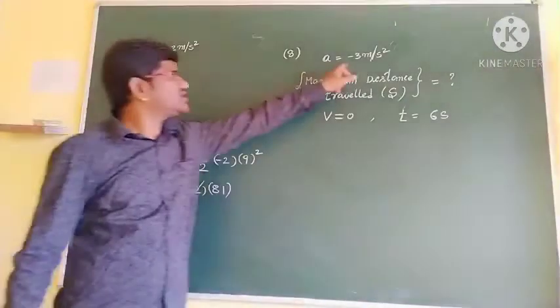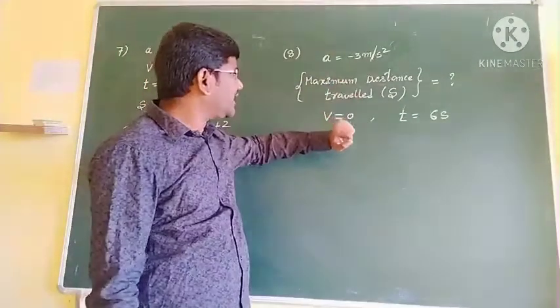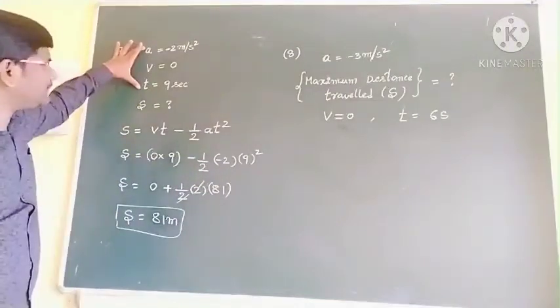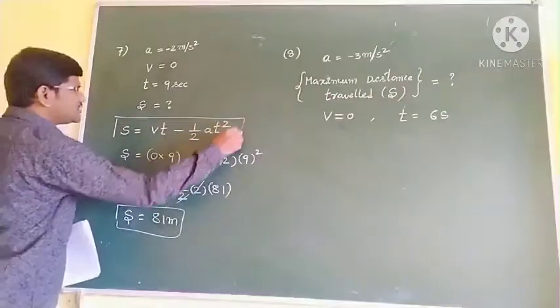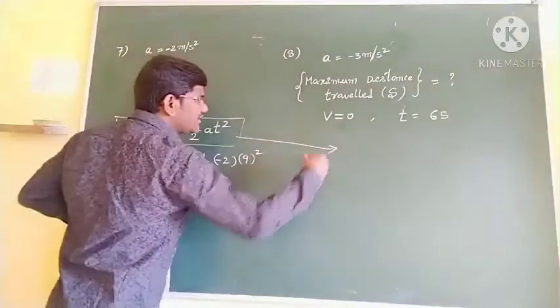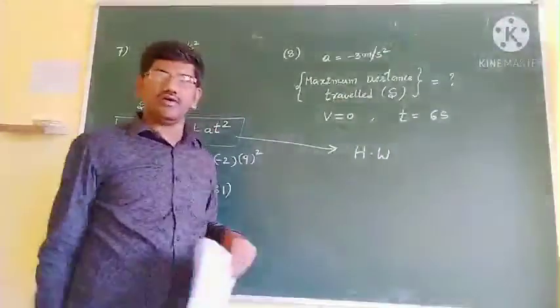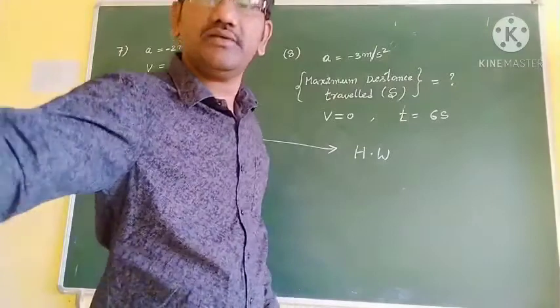Like the seventh problem only, retardation is given, that is called deceleration, and finally it comes to rest, so final velocity is given, time is given, and they are asking the displacement. Use the same formula here also, students. Do it as homework. You will get the answer. Okay.